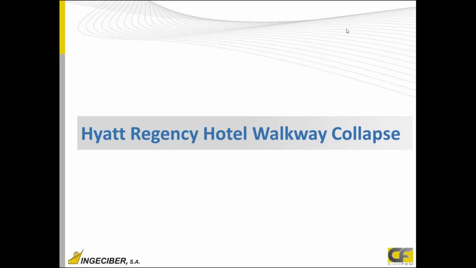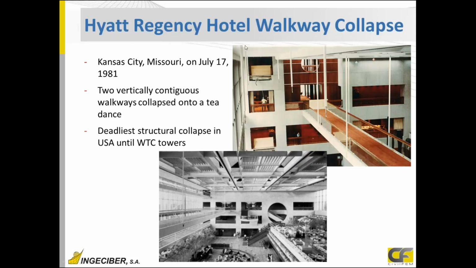Well, we are starting with the walkway collapse of the Hyatt Regency Hotel. It happened on the 17th of July in 1981 in Kansas City. Here we have an old picture. We can see there are two walkways, two lines, one over the other, and the second one is connected to the upper one by some hangers. Here on the right we have other details with these white hangers. Both walkways are hanging from the top. The bottom one is hanging from the top one, and both from the roof.